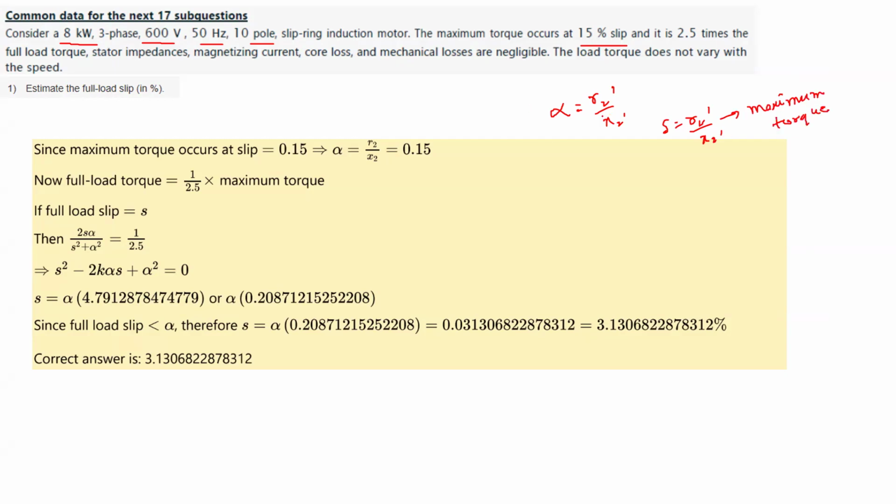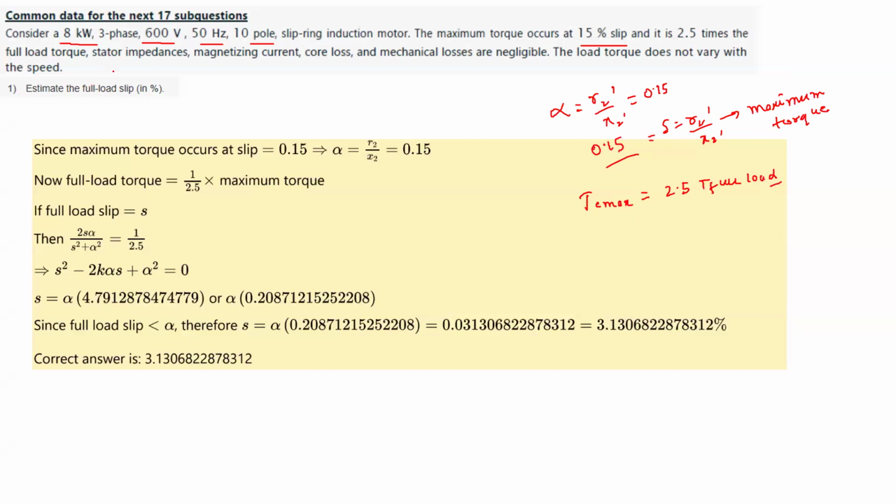So this ratio is given as 15%. Remember this: this alpha is also 15%, and the slip when the maximum torque occurs is also 15%. In decimals, 15 by 100 is 0.15. And it is said that the maximum torque value is 2.5 times the full load torque. So T max is 2.5 times T full load. These are the two pieces of information given to us.